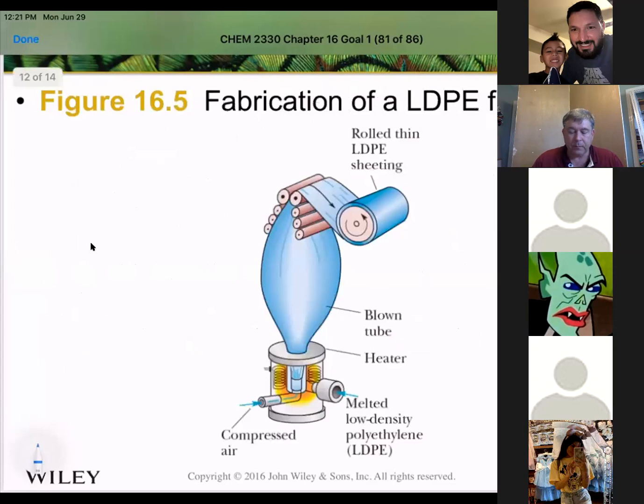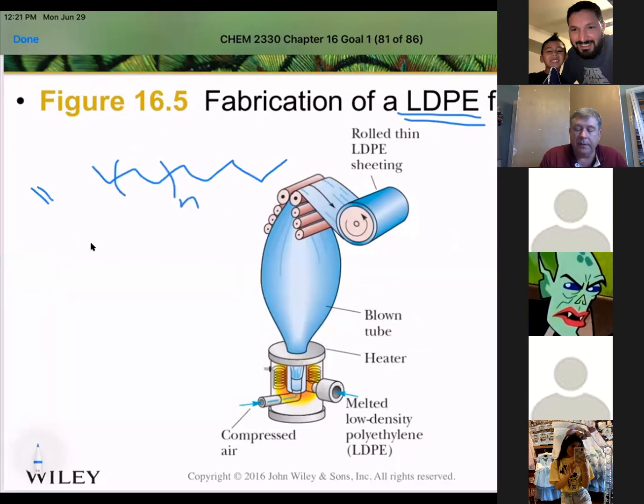Okay, so in the case of low density polyethylene, that's ethylene right there. And so polyethylene just looks like this. It's just carbons and hydrogens. And this is the repeat unit here. Most low density polyethylene also has branches.